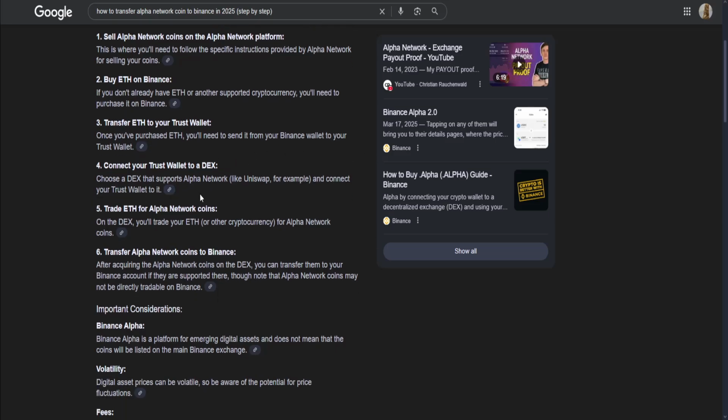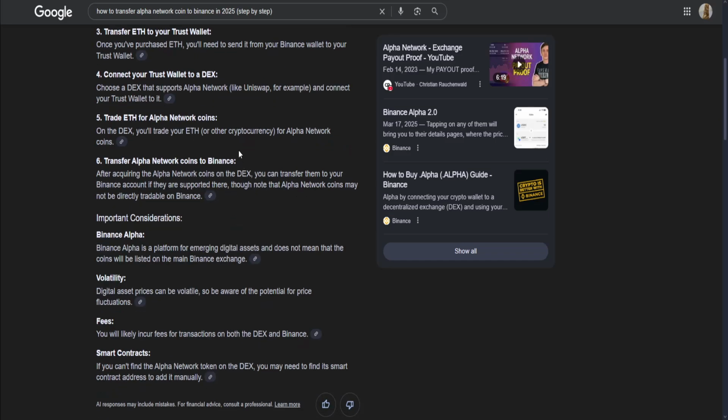Then from there, you can connect your Trust wallet to a DEX. So choose a DEX that supports Alpha Network, like Uniswap, and then connect your Trust wallet to it and then trade the Ethereum for Alpha Network coins. So on the DEX, you'll trade your Ethereum for Alpha Network coins.